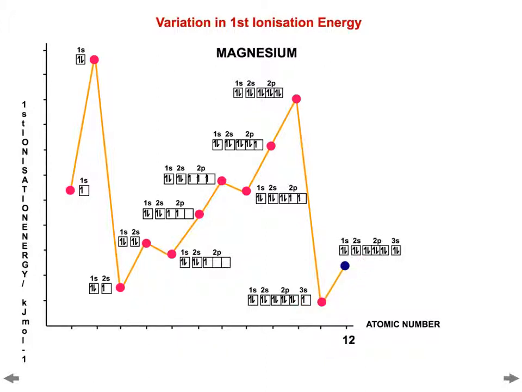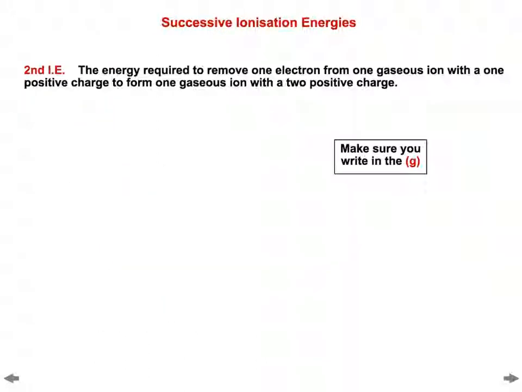Magnesium, and then the trend for the next period is almost exactly the same as the second period. It's going to go up, down, down, up. Okay, so there's another thing called successive ionization energies. They might ask you to give the definition, for example, of the second ionization energy. This is the energy required to remove one electron from one gaseous ion with a 1 positive charge to form one gaseous ion with a 2 positive charge.